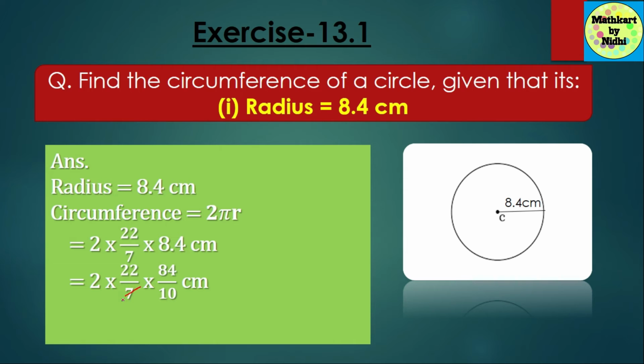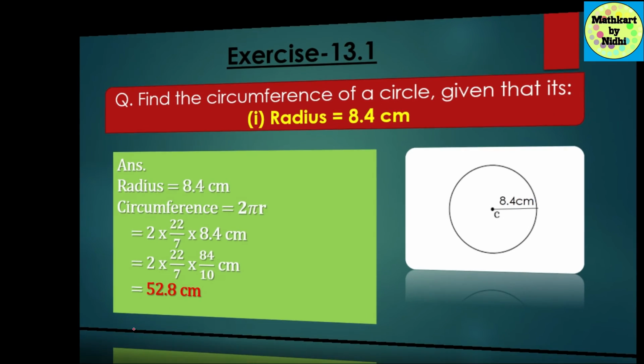7 ones are 7, and this is 7 ones are 7, and 7 twos are 14. Now we can do 2 ones are 2 and 2 fives are 10. So now we are left with 22 multiplied by 12 upon 5. If we calculate it further, we will get the answer as 52.8 centimeter.